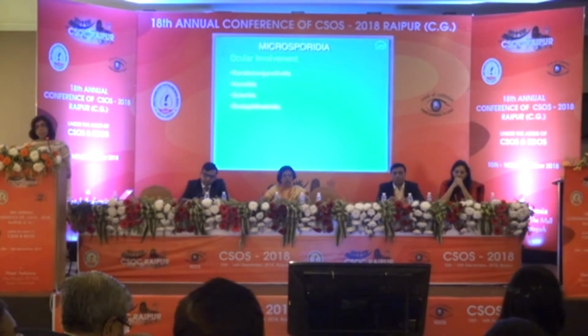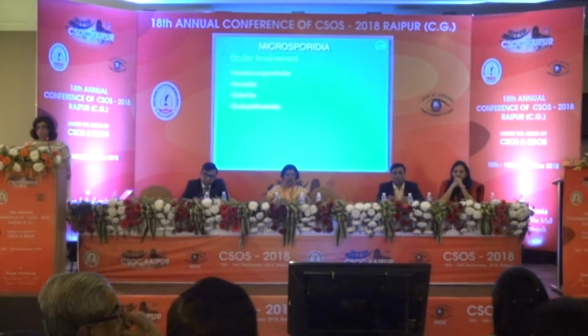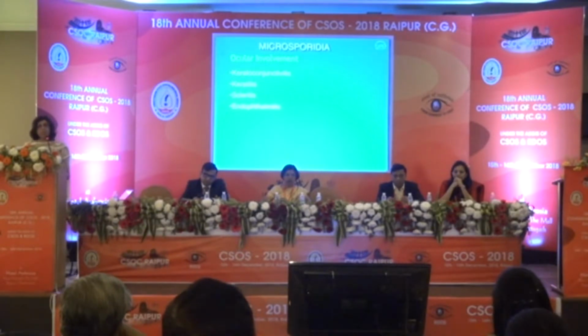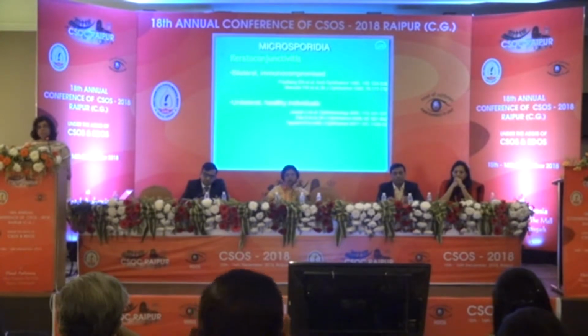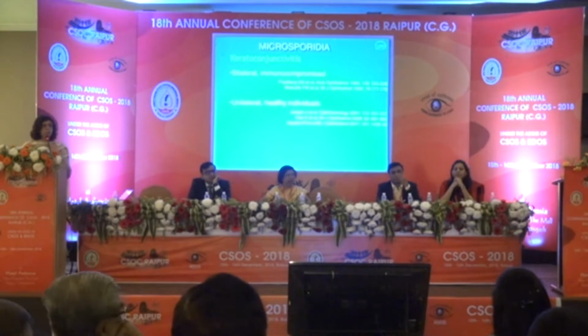The other organism that we do tend to see, and again, which you need a high index of suspicion for, is microsporidia, which can cause different kinds of manifestations in the eye, ranging from a keratoconjunctivitis right up to an endophthalmitis. Previously, we were seeing more of bilateral cases, and literature from the West showed that these were immunocompromised patients. But now we are seeing a lot of patients who are unilateral and immunocompetent.